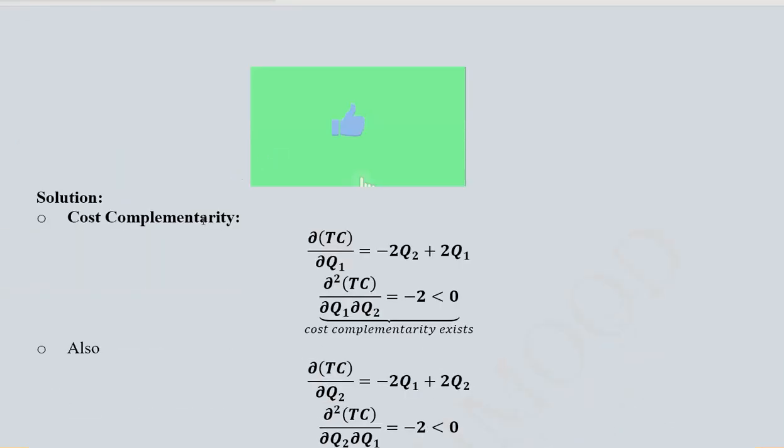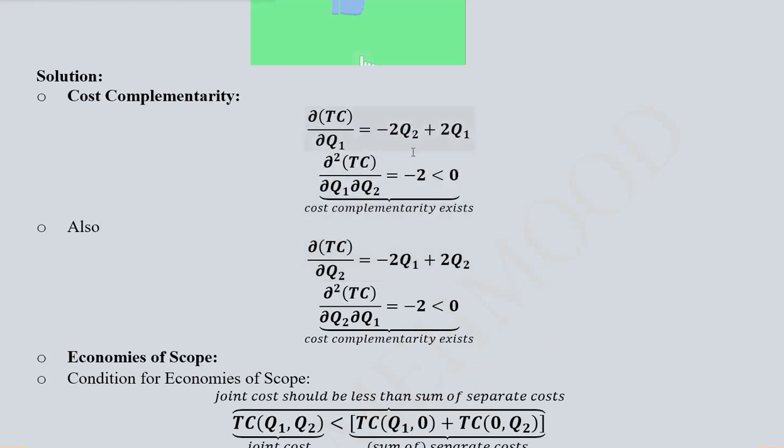For the sake of cost complementarity, we remember that we have to take the second order derivative of total cost. So we started with the first order derivative with respect to Q1 of the total cost. The answer was this, and then with respect to Q2, because it is a second order partial cross derivative, the second order derivative will be equal to -2, as we can do very easily. You can pause the video and do this simple calculation. So it is negative, which means that there is cost complementarity.